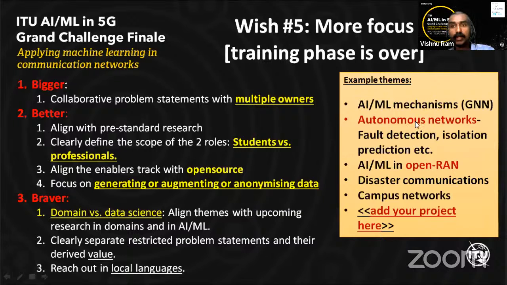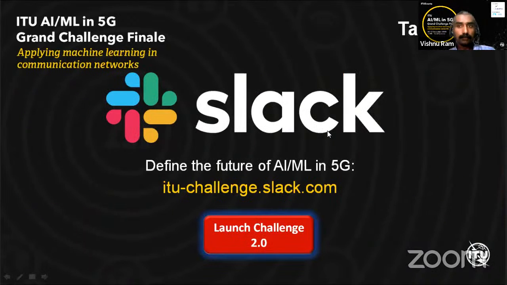We would like to continue discussion on AI/ML mechanisms, autonomous networks, Open RAN. The radio link failure which we did can be extended to disaster, campus networks, and so on and so forth. So these are some focus areas which we would like to work on.